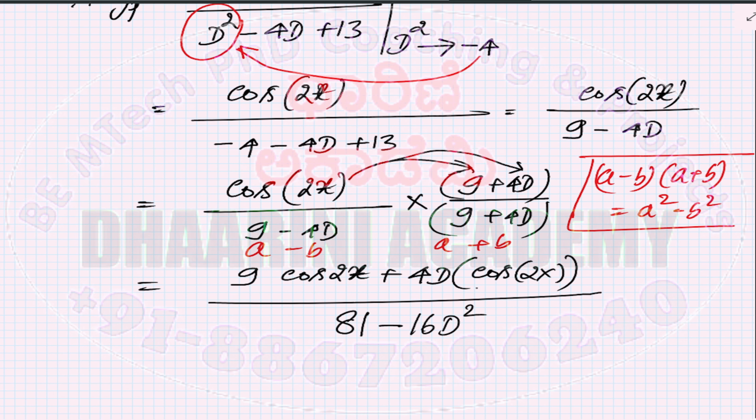But there is a d in the numerator. What to do about that, right? So if you remember, there was a substitution we made already. What was d? D is nothing but d by dx.